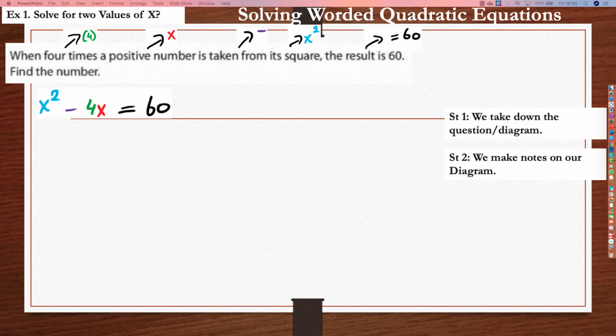Where's the x squared? Well, 4 times a positive number. So 4 times some positive number we don't know is taken from its square, i.e. the square of the same positive number. The result you get out is 60. First thing you always have to do in this situation is, the question will usually be in front of you. If not, take it down. And then make your notes. You can either solve this using the minus b formula or you can factorize it.